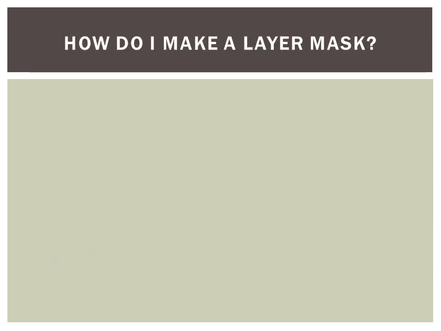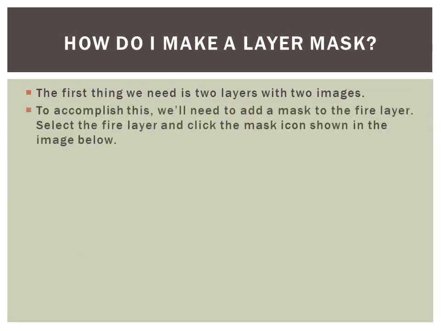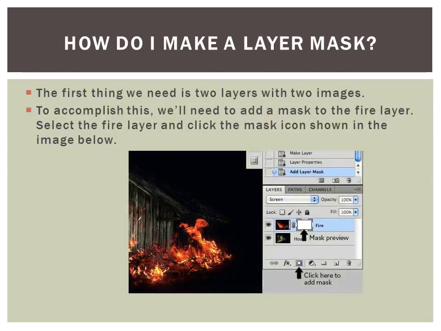So how do I make a layer mask? The first thing that we need is two layers with two images. To accomplish this, we'll need to add a mask to the fire layer. Select the fire layer and click the mask icon shown in the image below. I have two masks there, and first I click add mask, and then the mask preview will appear.